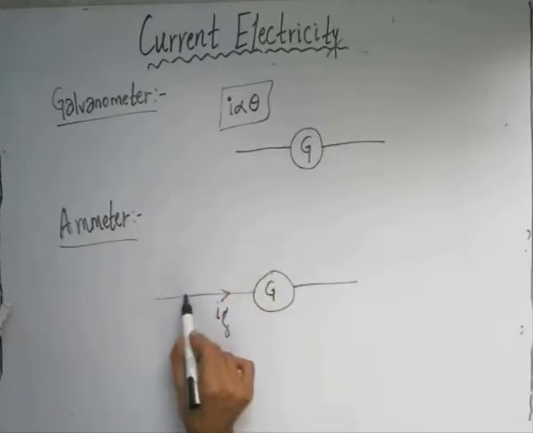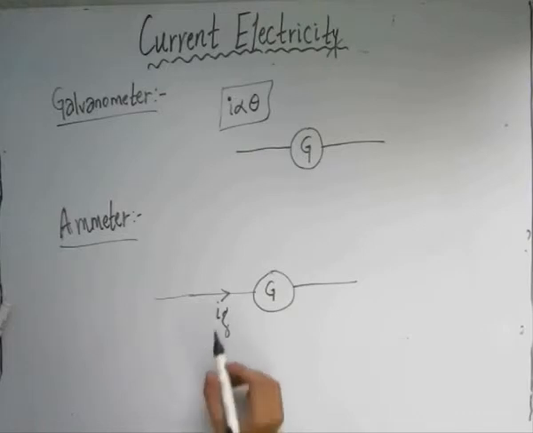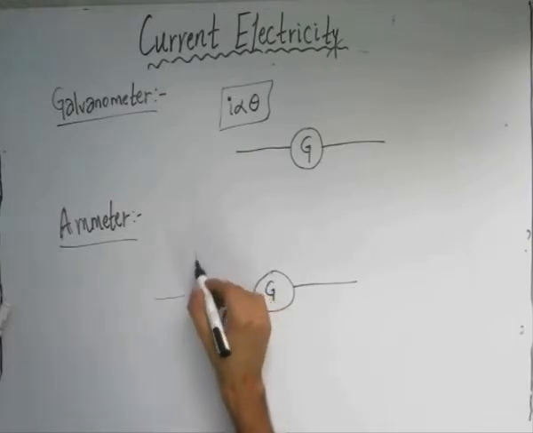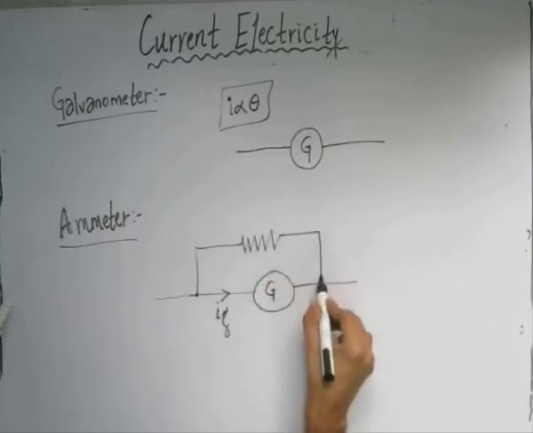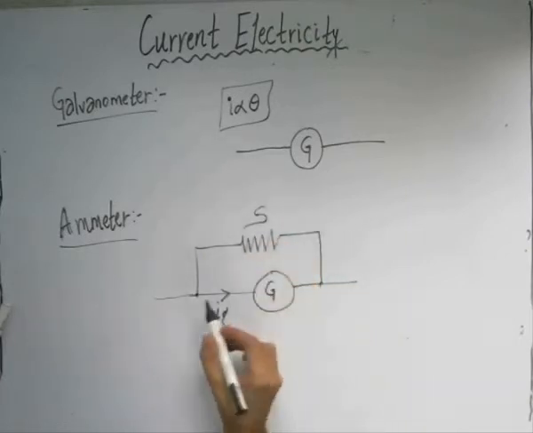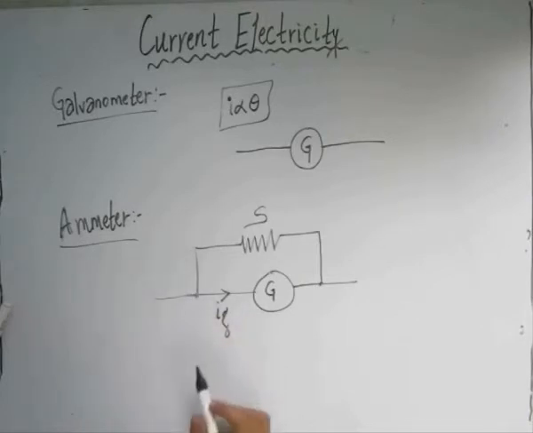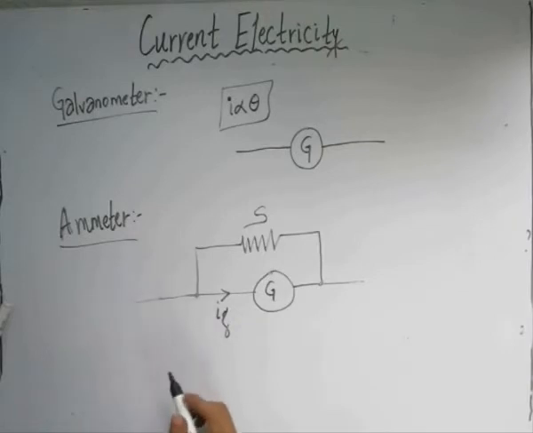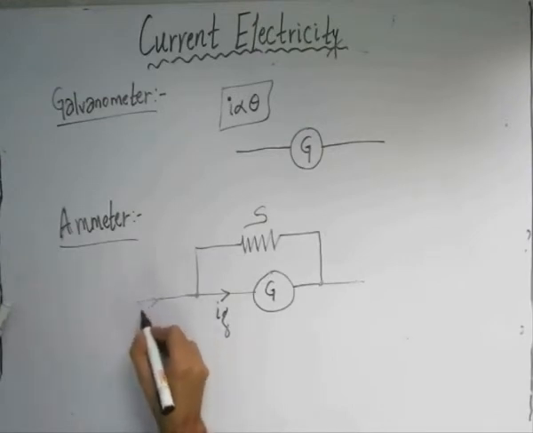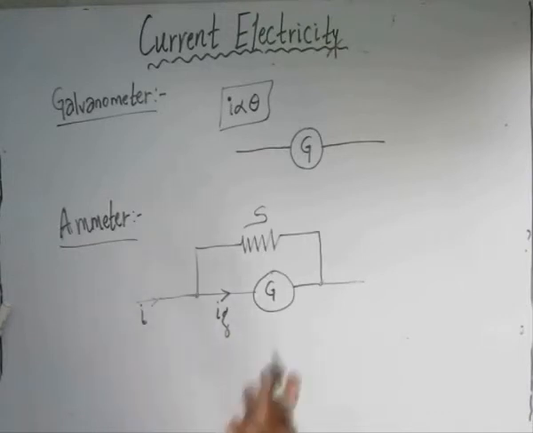So in order to convert the galvanometer into an ammeter, we'll be connecting a shunt resistance across the galvanometer. Let us indicate the shunt resistance by the letter S. Shunt indicates a parallel resistance which is connected across the galvanometer. Now our aim is to measure a larger amount of current. Suppose that larger amount of current is I, which is a value required to be determined.